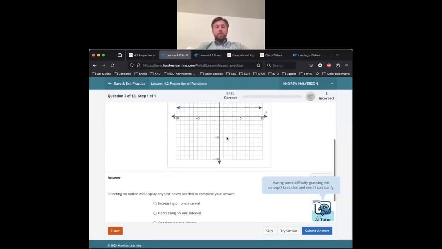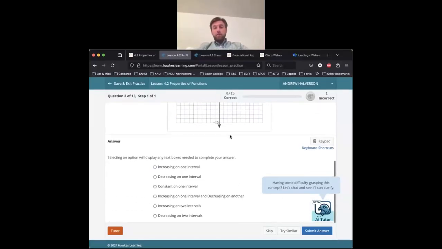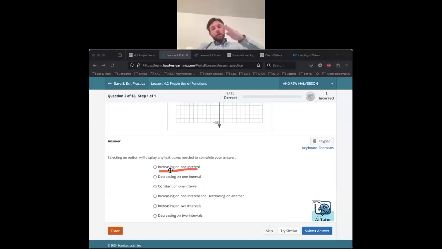So go down to the choices. Is it increasing on one interval? Increasing on one interval means the line is going straight up and never stopping, or doing something like this. That would be increasing on one interval. It's going up and never coming down, so it would look like one of those two things. Our flat line does not look like that. So no.